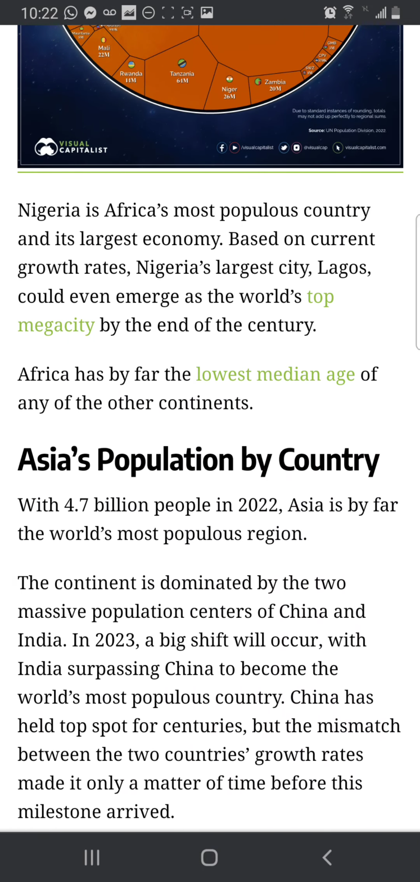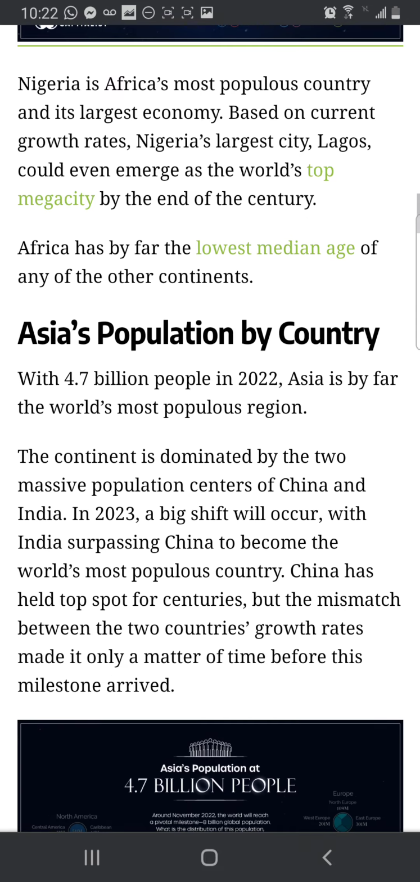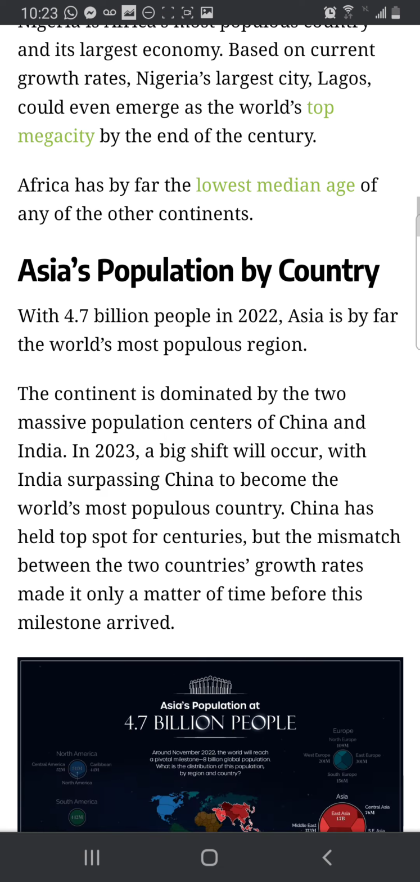Nigeria is Africa's most populous country and its largest economy. Based on current growth rates, Nigeria's largest city, Lagos, could even emerge as the world's top megacity by the end of the century. Africa has by far the lowest median age of any of the other continents.